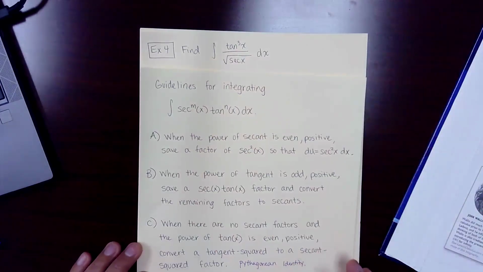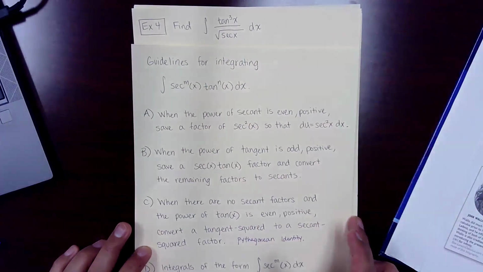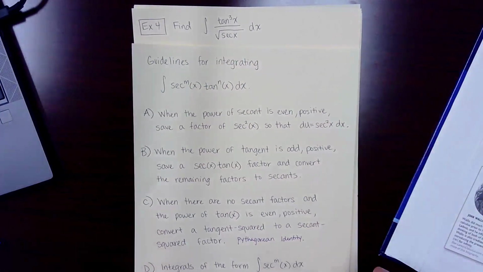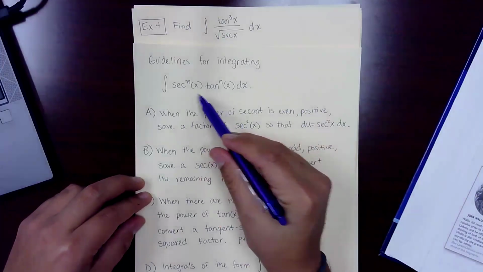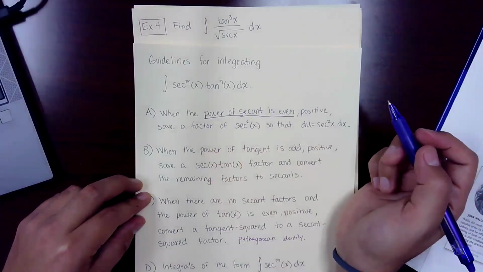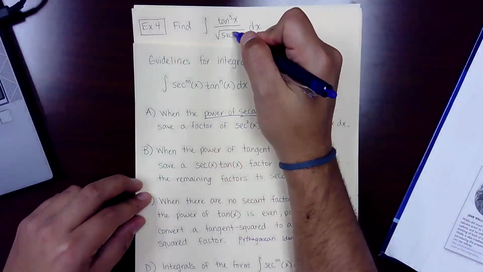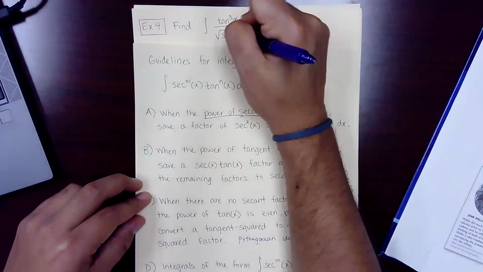Which of these guidelines looks the most appropriate for this kind of a problem? And what we might do is go through the guidelines and say, okay, what does it require? Guideline A for this kind of integral says the power of secant must be even. Well, if we just have a secant x down here, that's a 1, right? So that would be odd. That's not going to be helpful here.